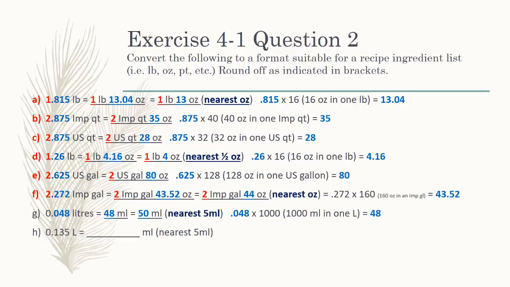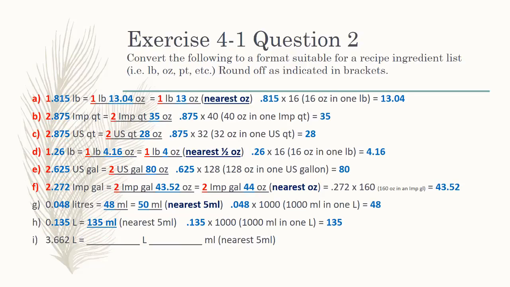Decimal 135 liters, let's convert that to milliliters. We're going to do the exact same thing we just did in the above question. We're going to take decimal 135 multiplied by 1,000. We get 135 milliliters. It's already rounded to 5 milliliters. We no longer have to worry about that part. We move on to the next question.